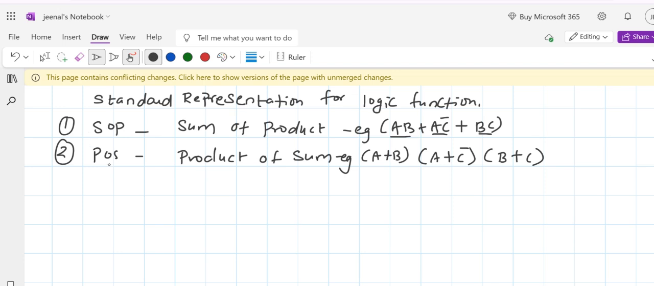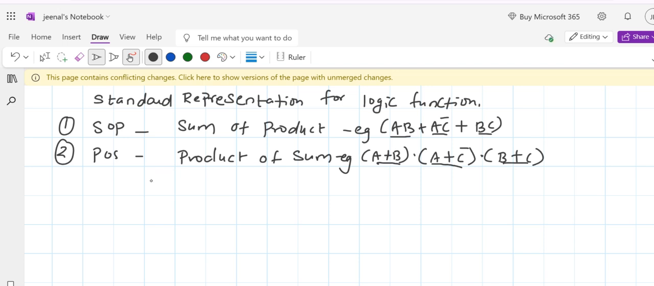The second form of standard representation is called POS, which stands for product of sum. So we have sums here. A plus B is a sum, A plus C bar is a sum, and B plus C is a sum. And between these sums, we have a product. Hence, this is called product of sum.